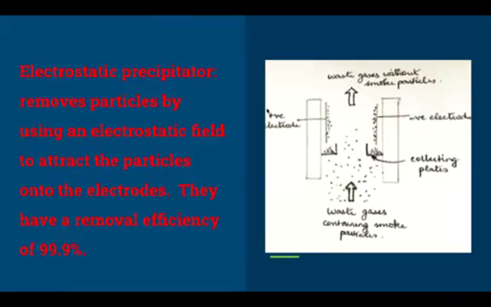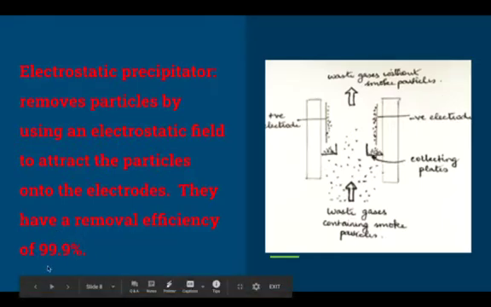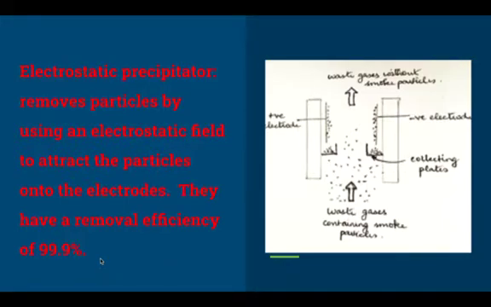So this method is used in the electrostatic precipitator, and it has a removal efficiency of 99.9%. That means the gas that comes out of the electrostatic precipitator will be almost completely free from particulate matter. So these are the major measures that are used for controlling particulate matter.